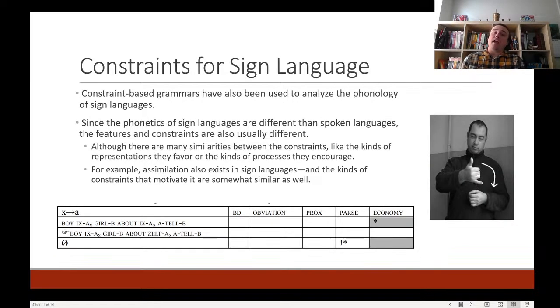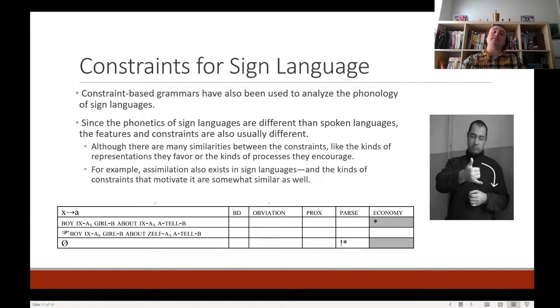All right. One more thing to talk about when we're talking about constraints is that constraint-based grammars have also been used to analyze the phonology of sign languages. So the phonetics of sign language, remember, we talked about how there just isn't a ton of computational phonetic work on sign language. And then we talked a little bit about how some of the practical sides of computational phonetics have intersected with sign language. There is a decent amount of phonology done on sign language, including some computational phonology.